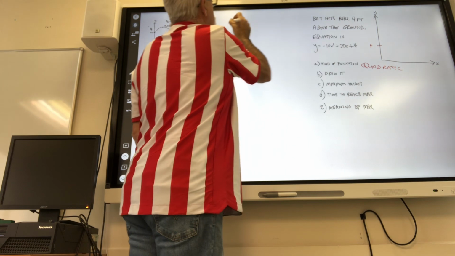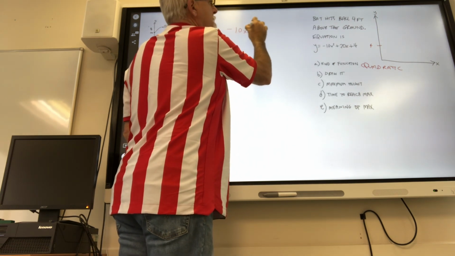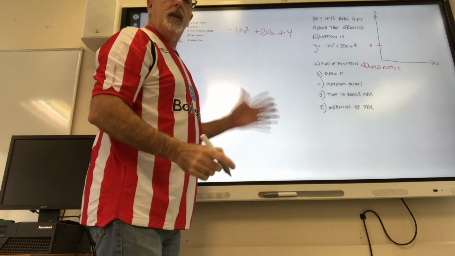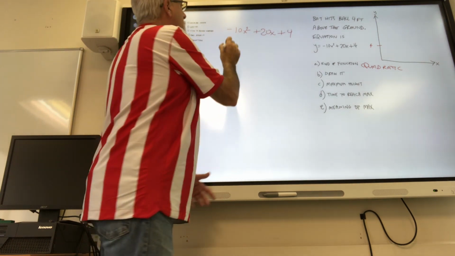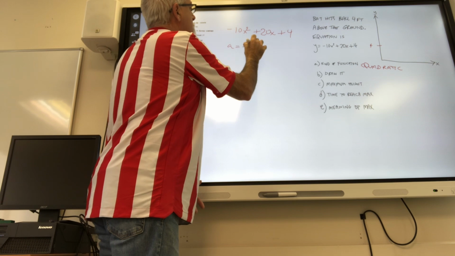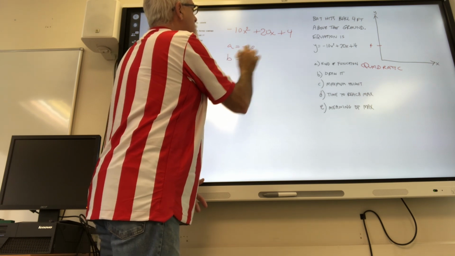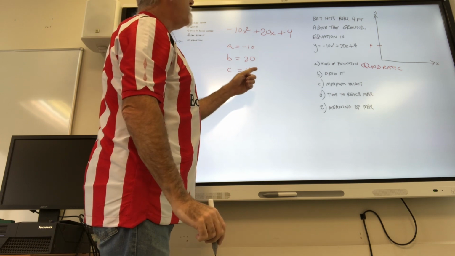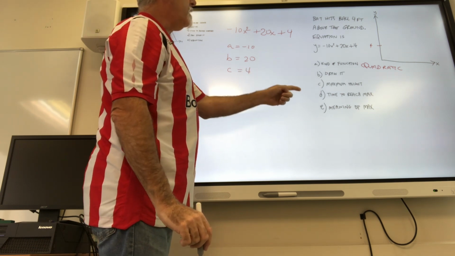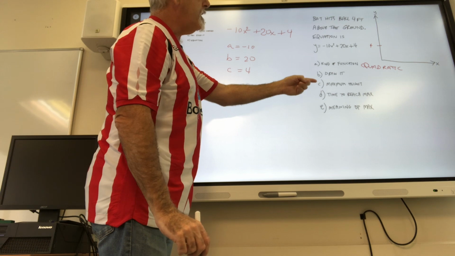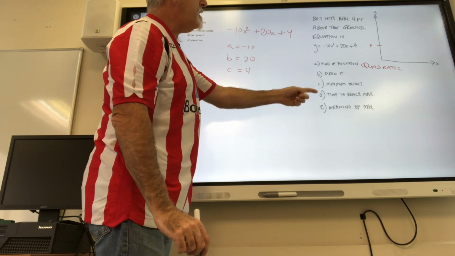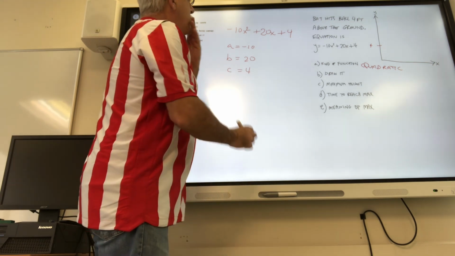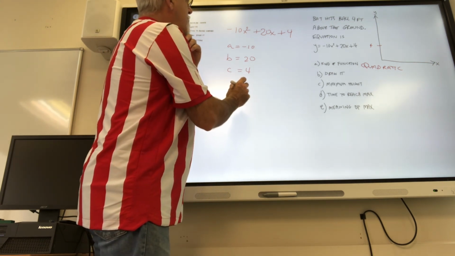It's already given in general form. Negative 10x squared plus 20x plus 4. And then I define a, b, c, which are the numerical coefficients of the 3 terms. So a equals negative 10, b equals 20, c equals 4. Then I can find the vertex, which is going to be the answer to c and d, really. All of this is about the vertex, c, d, and e, by using a quick little formula.